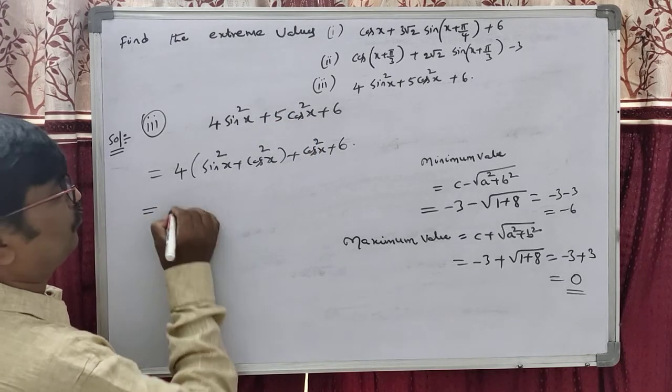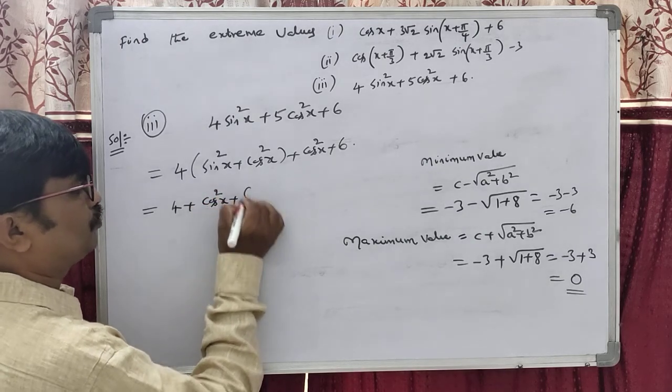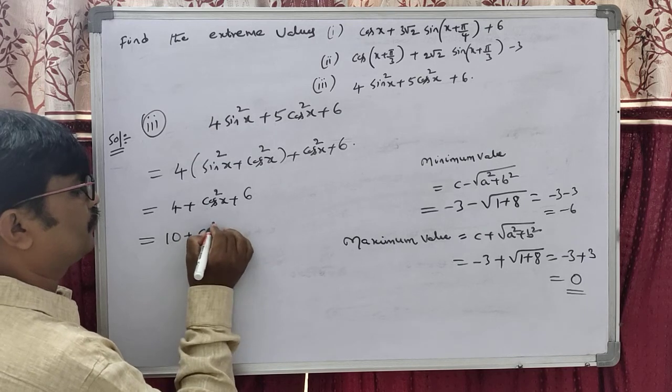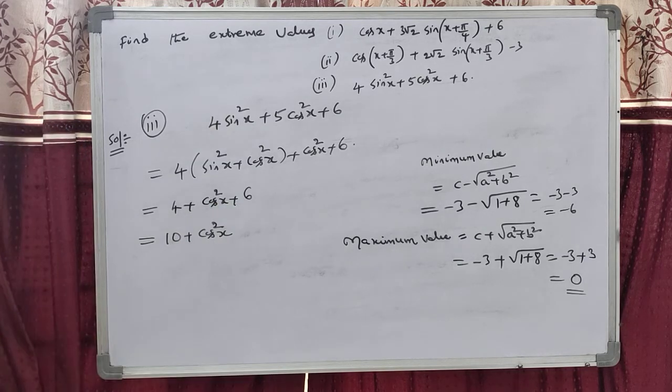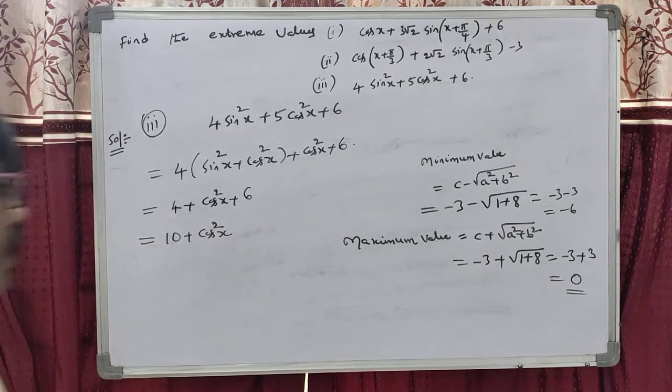Now this is 4 plus cos square of x plus 6. This is 10 plus cos square of x, since 4 plus 6 is 10. 10 plus cos square of x.